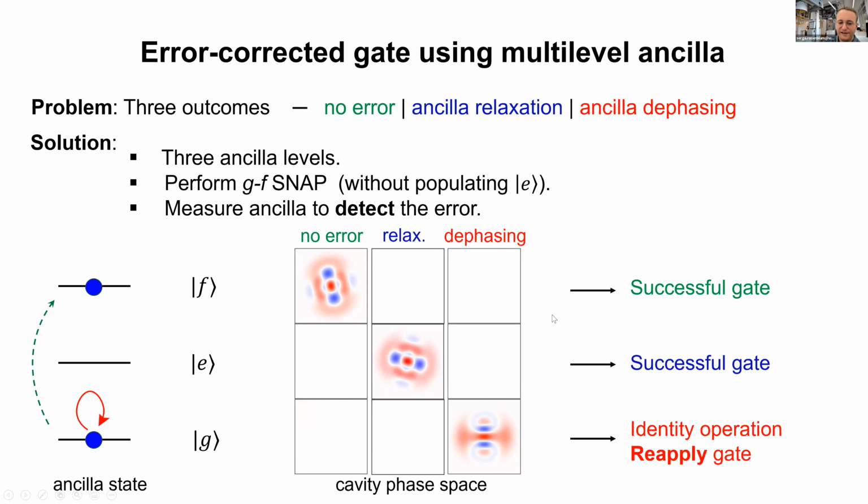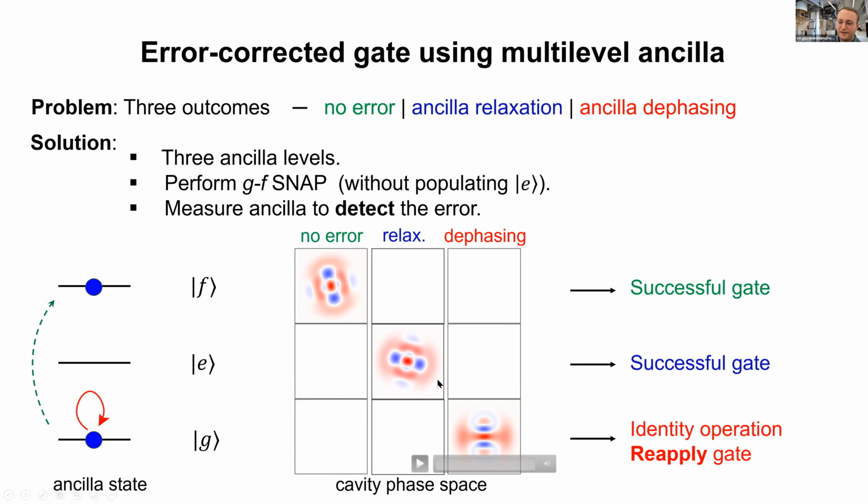Finally, if you measure G, that means you have a dephasing event. And you see that in this case, the trajectory was not completed. You just stay in G. But that's not too bad, because you can see the logical qubit still survives. So we can repeat the process and reapply the gate.